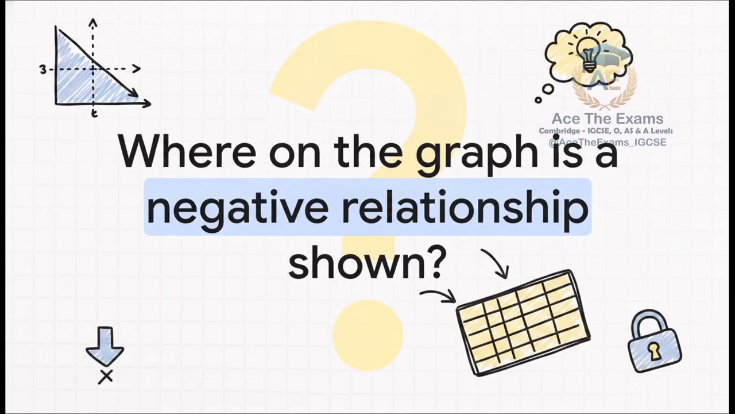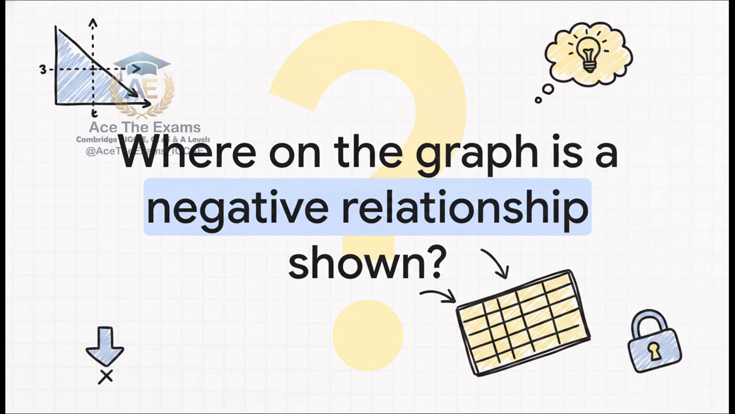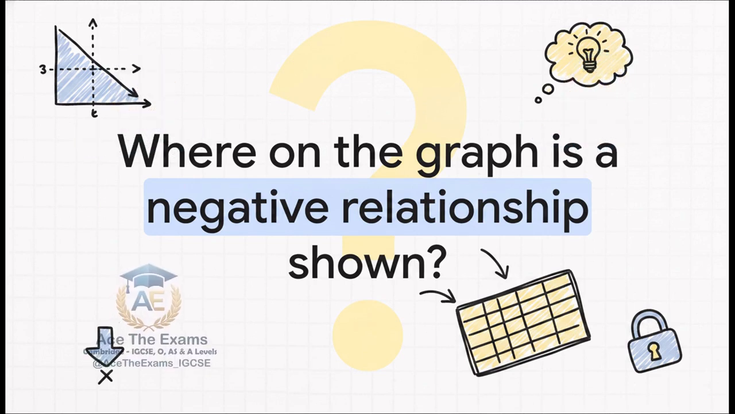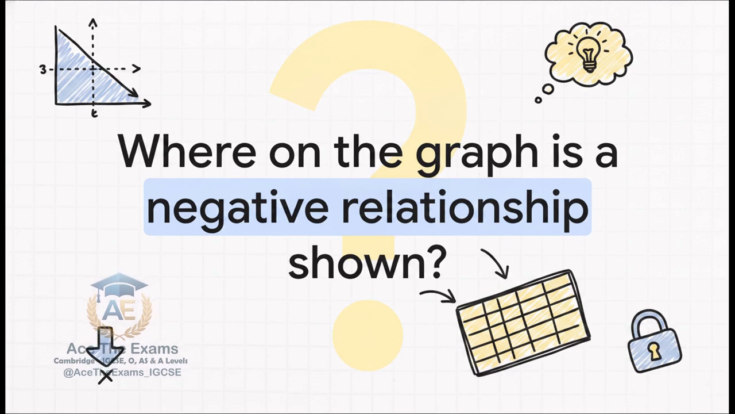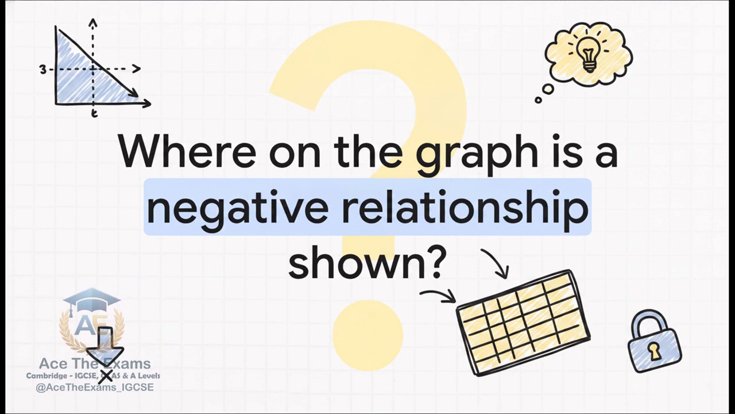All right, time for a Spot the Error challenge. I really want you to actively participate here, so don't just passively listen. Based on the graph we literally just dissected, where exactly is a negative relationship shown? Think back to our table a few minutes ago and our core definitions. Take a second, lock in your answer in your head right now. Got it? Okay, let's see how you did.